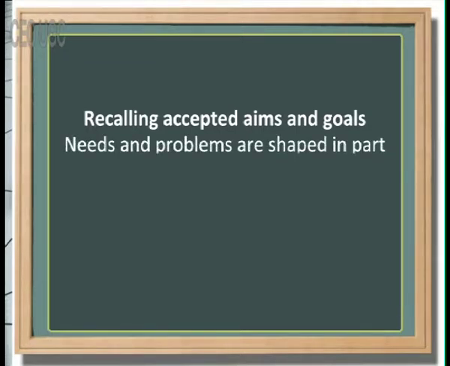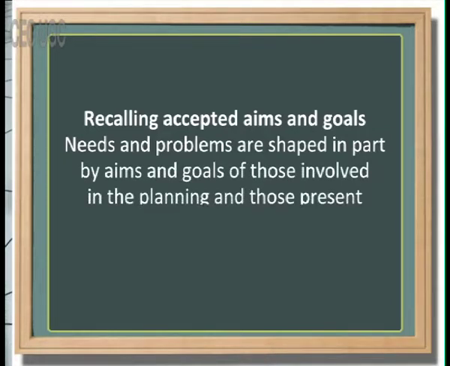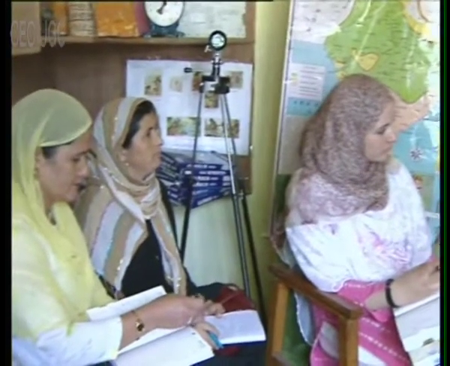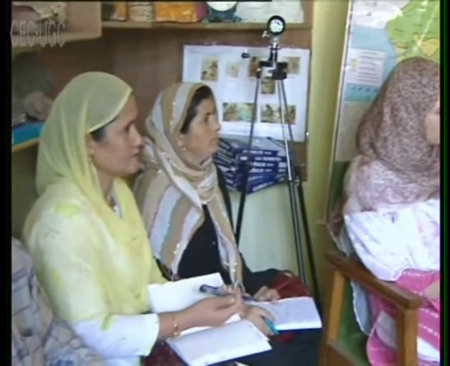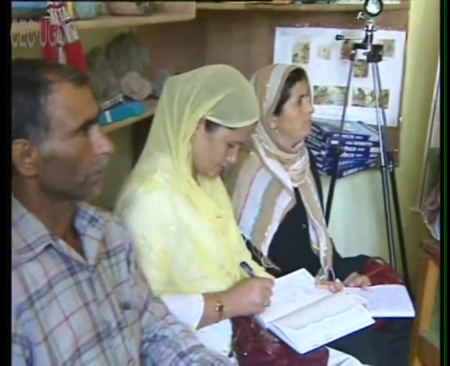Needs and problems are shaped in part by aims and goals of those involved in the planning and those present in the community in which the school is located. From the analysis of aims and goals, curriculum planners are able to generate program objectives or instructional objectives for the curricula. Then, making proposals and evaluating them. At this step, we consider essential problems and the means of addressing them.